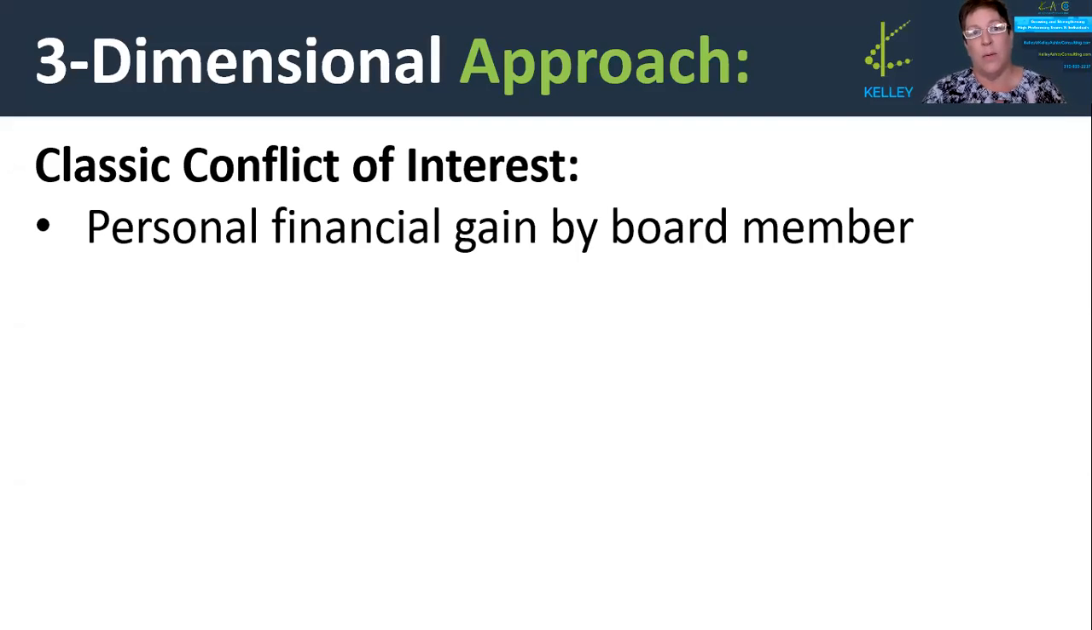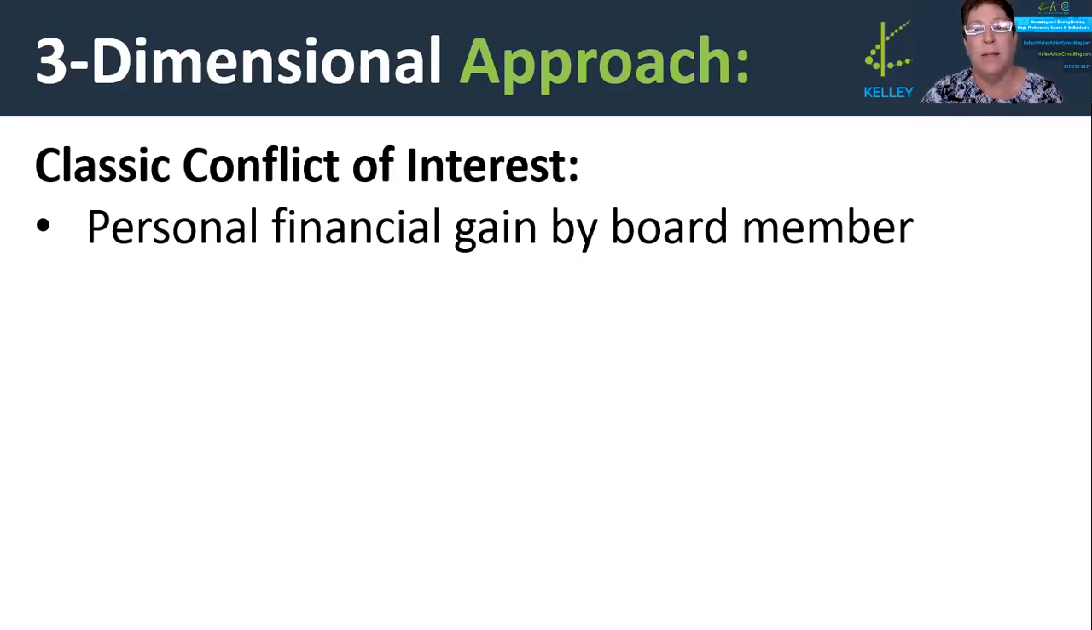So what do we do about this? Well, one of the great approaches to tackle this particular challenge is a three-dimensional approach. So most nonprofits have a process in place for handling that classic conflict of interest where there's a personal financial gain to be made by the board member. People will fill out disclosure forms that list what other businesses and nonprofits they have relationships with, and when those kinds of topics come up at a board meeting and a decision is to be made, they excuse themselves from that discussion and the voting, obviously. So that's your classic conflict of interest.